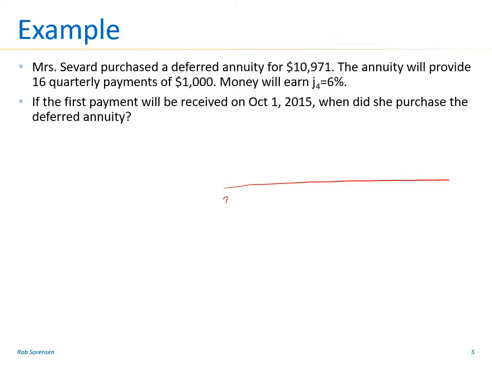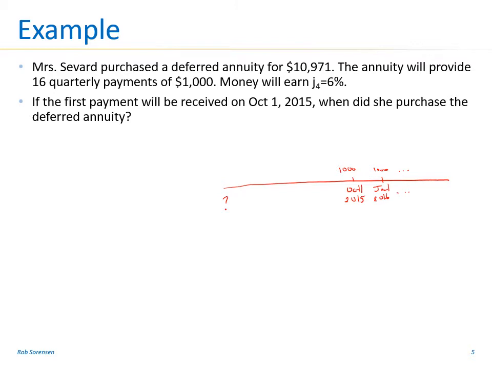We want to find the date that she bought this whole annuity. The first payment comes out on October 1st, 2015. And they're quarterly as well. So there'll be another payment coming along 3 months later. Let's see, November, December, January 1st would be the next payment, wouldn't it? And I'll just go to show that there's more coming. In fact, she wants 16 quarterly payments or 4 years worth.